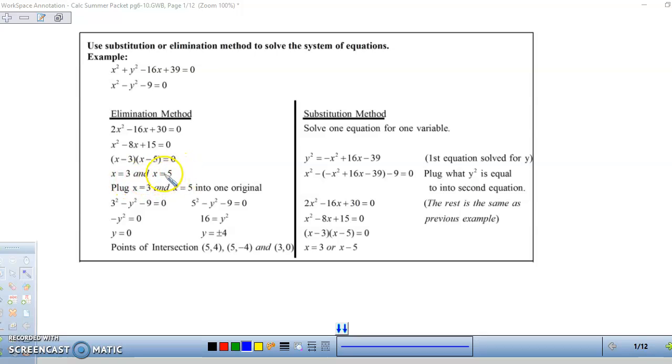Once you have your x's, you can pick either one of those equations up top, and you're going to plug the 3 in, figure out a y value, plug the 5 in, figure out, you could possibly end up with 2 y values. And then you lay out the points depending on those x and y values. Now, if you do substitution, you actually have to go through this entire process just to get to that step, and then you have to do the rest of this as well. So elimination is generally quicker.